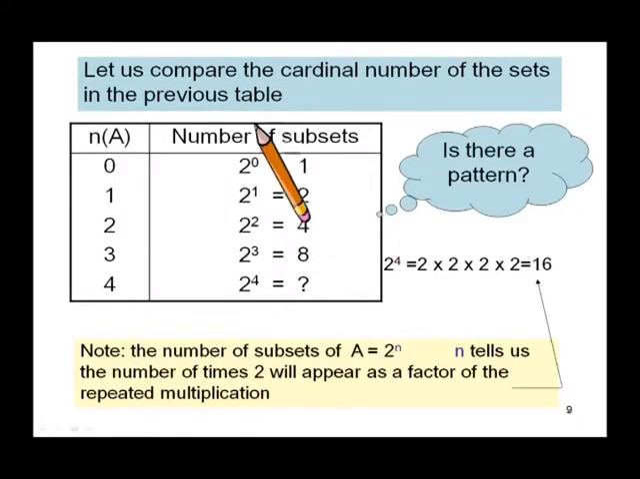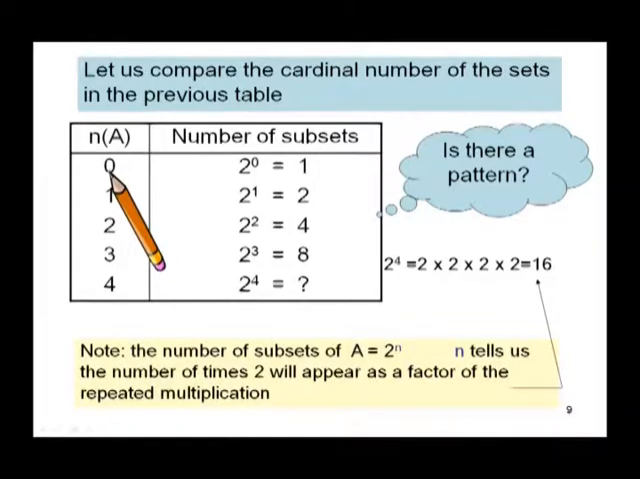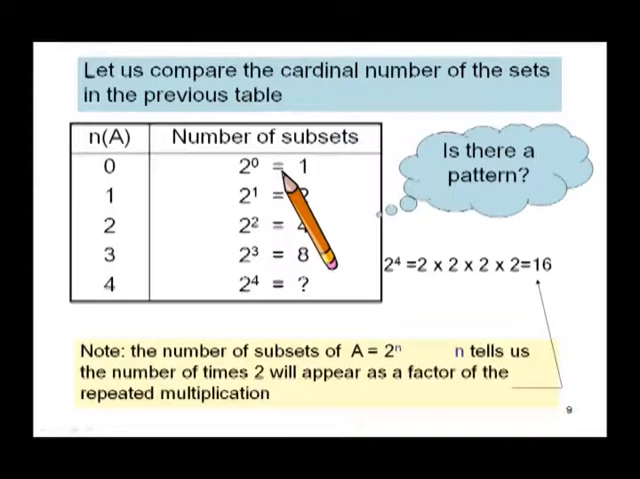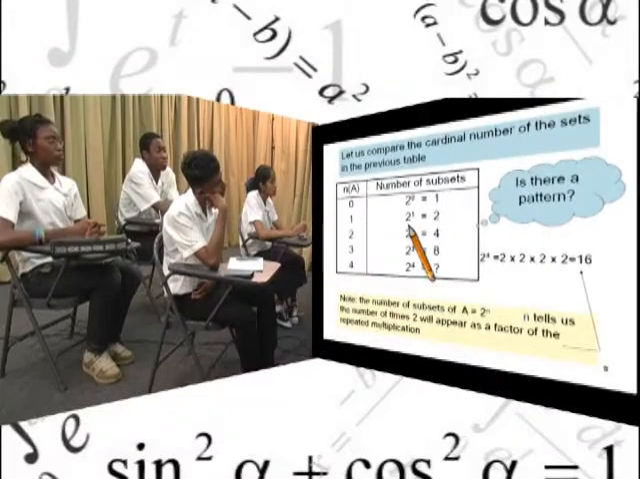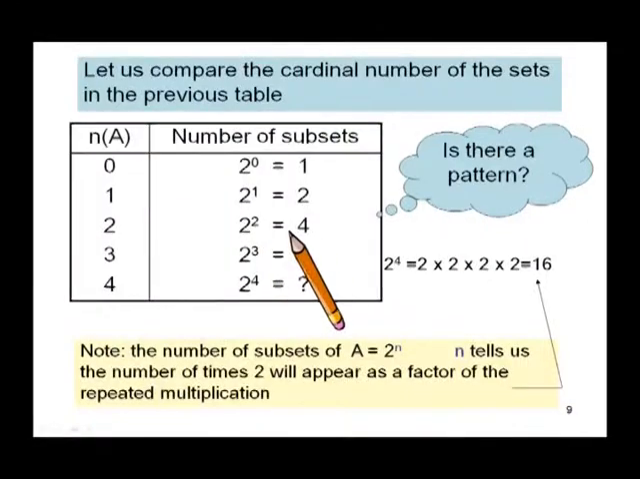Let us compare the cardinal number of the sets in the previous table. Number of elements, number of subsets. No element, 2 to the 0 power equals 1. One element, 2 to the first power equals 2. Two elements, 2 squared equals 4. Three elements, 2 cubed equals 8. Four elements, 2 to the fourth power equals, is there a pattern? 2 to the fourth power is equal to 2 by 2 by 2 by 2 equals 16.